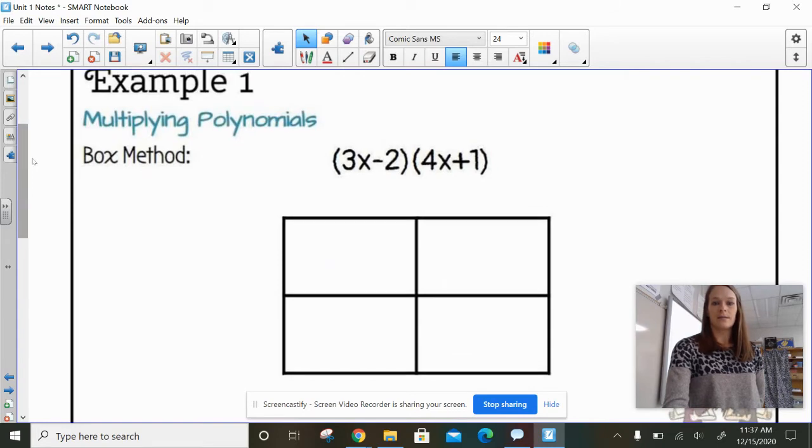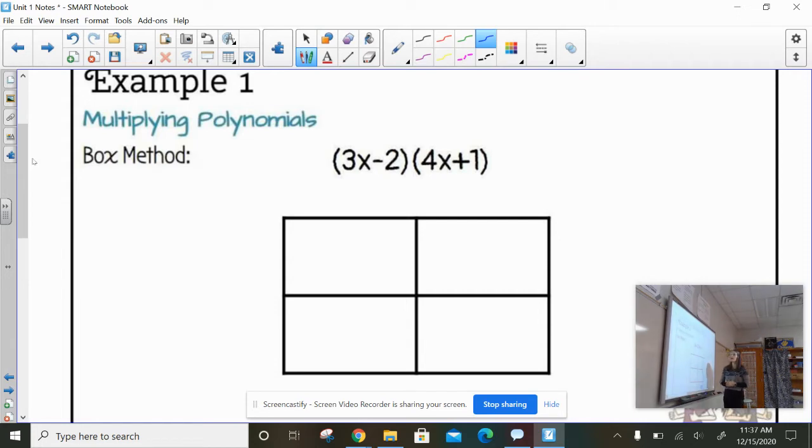All right, so we have two methods that we're going to talk about with multiplying polynomials. One method that we have is box method, and then the other method will just be distribution. It just doesn't matter what method you choose, you just choose the one you like the best and the one that works for you. Okay, so the first one I'm going to show you is box method.